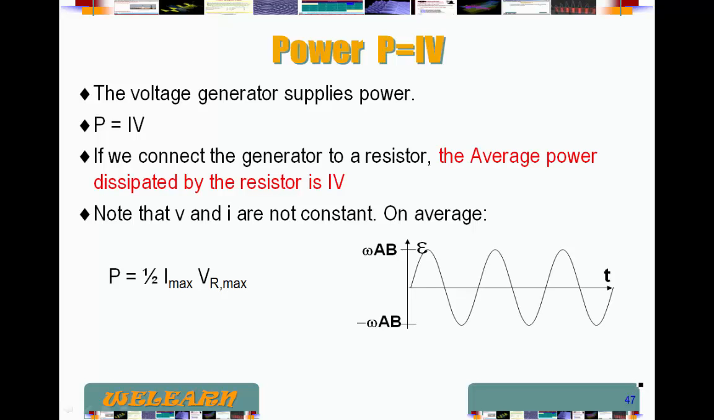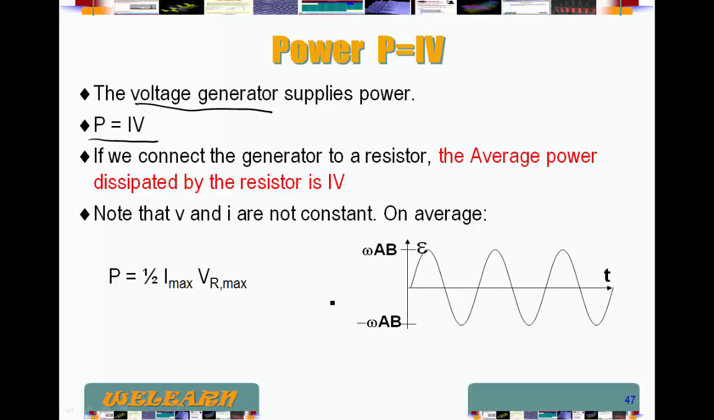Now, the loop that was rotating in a region where there is a magnetic field is acting as a voltage generator. It's generating electricity for us. It's supplying power. Now, remember that power is given by this expression: P is equal to I times V, current times voltage. If we connect the generator to a resistor, like in the simulation that we looked at here, then the power dissipated by the resistor is going to be I times V.